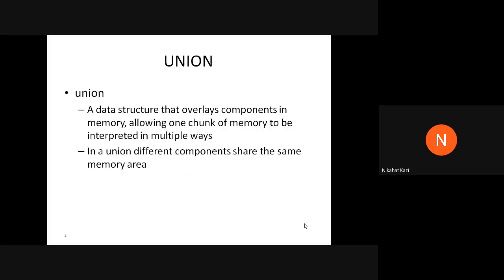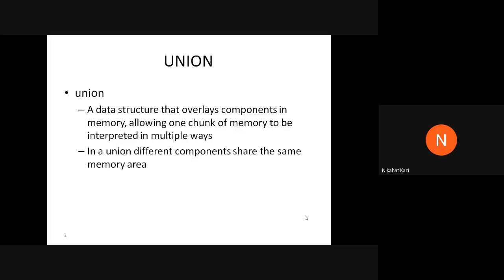So there is a difference between structures and unions. If you already have structures which combine these types, why do you require a union? Union is logically somewhat different than structures. The difference is that in the case of unions, you have the same memory being used for different components. So different components actually share the memory area.